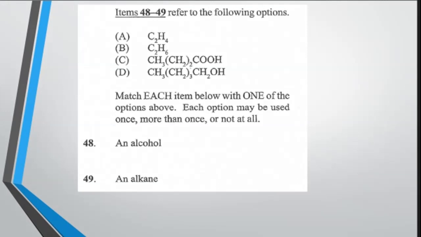Okay, so questions 48 to 49. Items 48 to 49 refer to the following options. They give us 4 options and they tell us to match each item below with one of the options above. Each option may be used once, more than once, or not at all. They want us to find an alcohol and an alkane. For the alcohol, we're looking for something that has an OH group at the end. And for the alkane, we're looking for something that has the formula CnH2n+2.